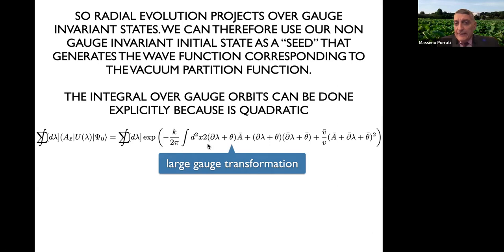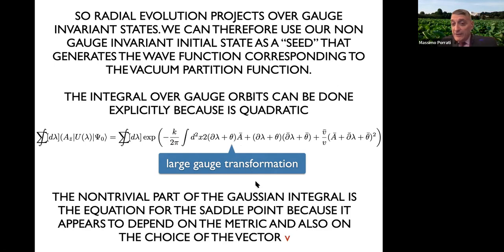Now, the integral is made of two parts. There is an integral over the lambda, that are the transformations connected to the identity, and also the large gauge transformations theta. So the non-trivial part of this Gaussian integral is actually the equation for the saddle point. Right? So you have this integral. Okay, fine, it's Gaussian, but you have to solve the equation.